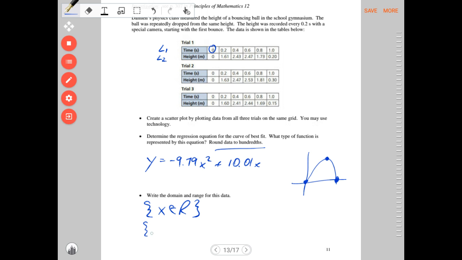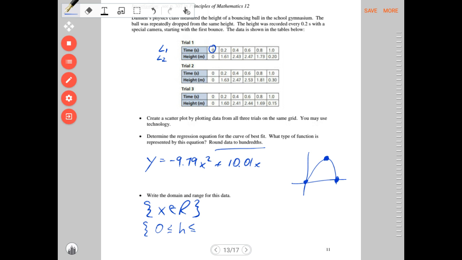The first part of the range is easy because we can't be any less than 0. So our height has to be bigger than or equal to 0, but smaller than or equal to whatever that maximum point is. This is where we use our calculator to do this for us.